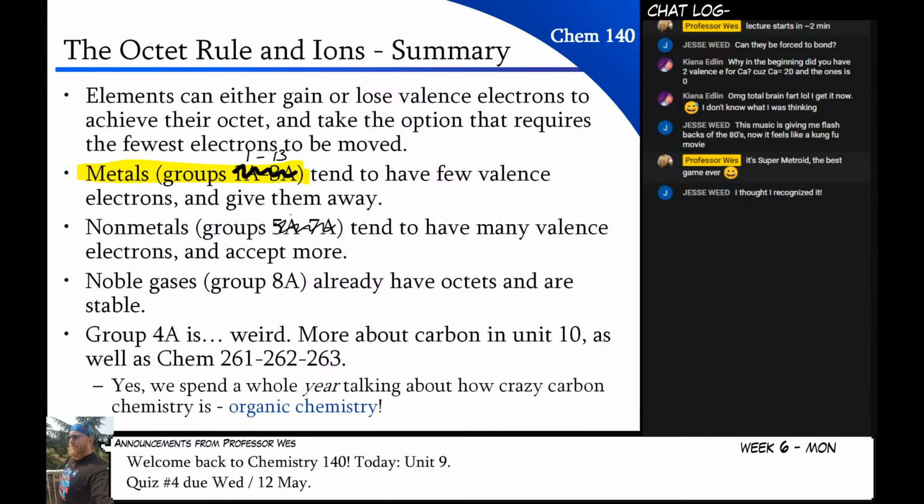Nonmetals, which are 15 through 17, have a bunch of valence electrons. They need to get to 8 anyway. They're most of the way there, so they accept more. Noble gases already have octets. They don't do anything. And then, of course, there's a weird exception, and that is, what do you do about the thing in the middle?